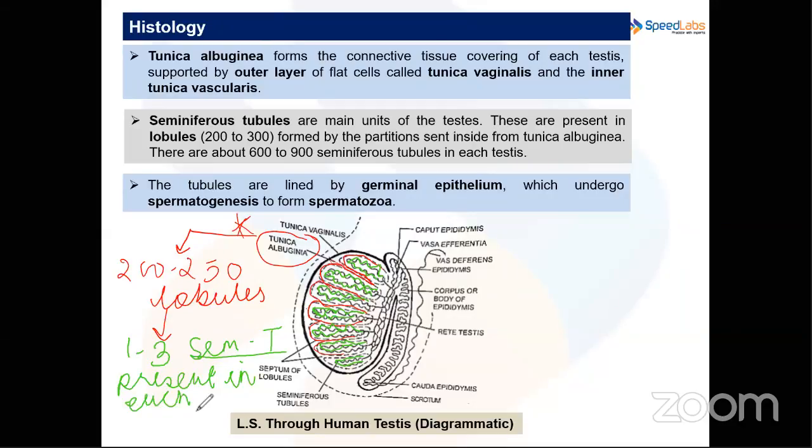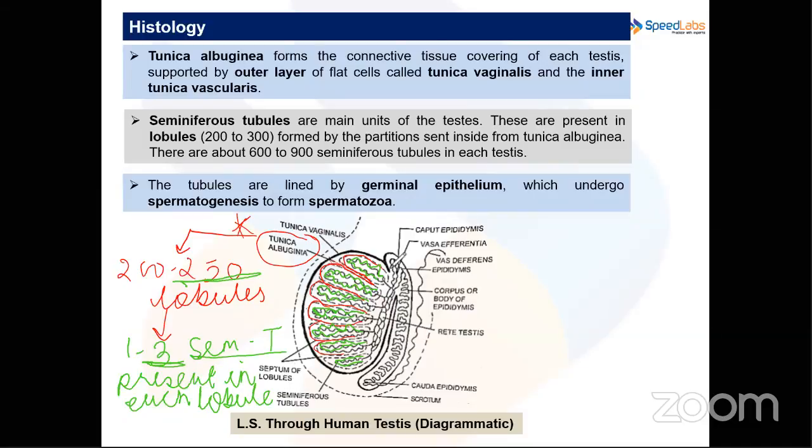Okay, so all this you have to be very particular about, because you will lose marks if you don't do it properly. So 1 to 3 seminiferous tubules per lobule. Now there are 250 lobules, and each lobule has got 1 to 3. Just take the maximum number, which means the upper value is 3. So 3 seminiferous tubules are present in each lobule.